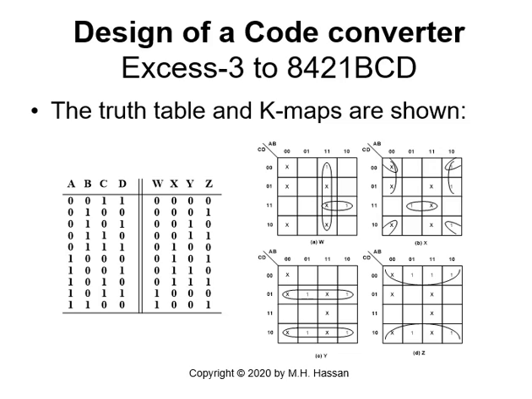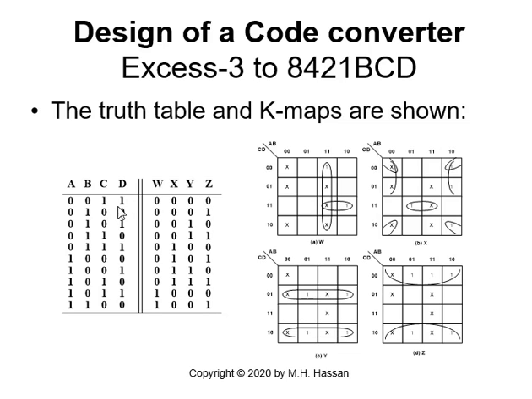In this example, we have an excess-3 to 8421 BCD converter. To do that, we have the truth table, ABCD. In excess-3, those are the inputs ABCD to the system, and the outputs we call XYZ.